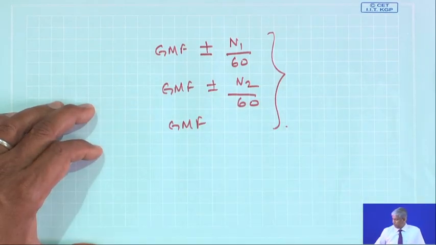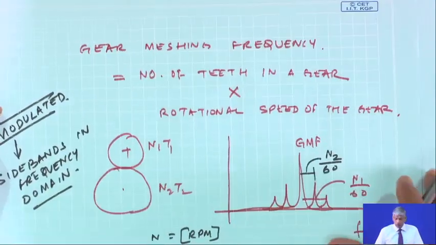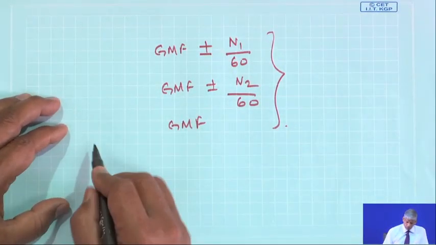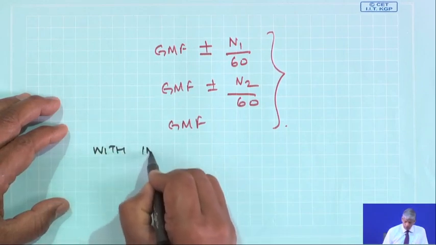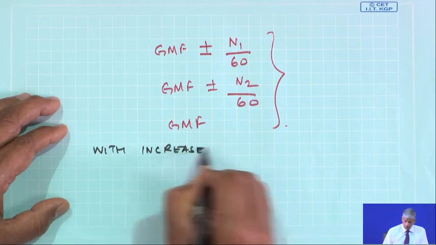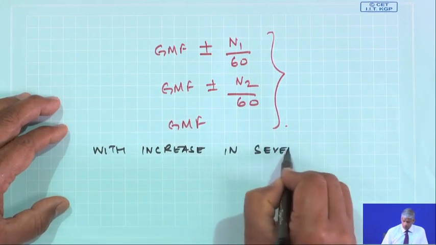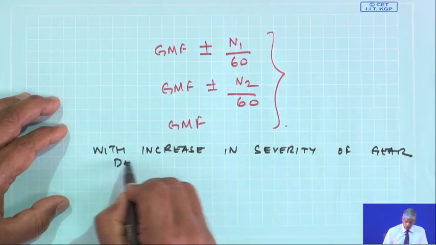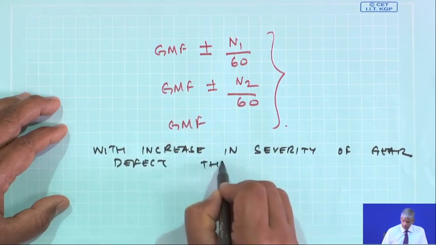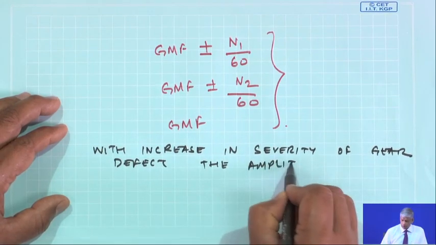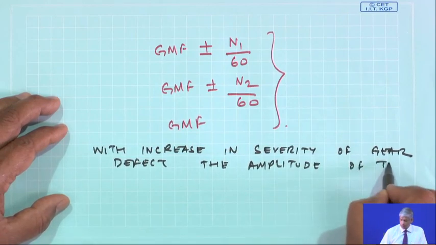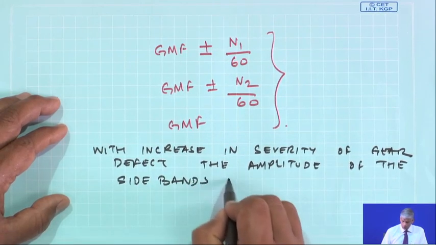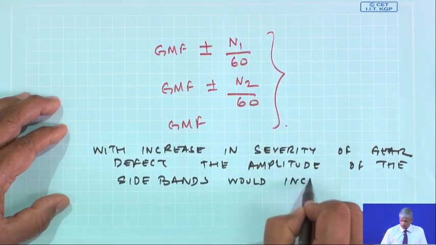Okay. So, what happens? The amplitudes with the increase in the severity of the defect, let me write this down: with increase in severity of gear defect, the amplitude of the side bands would increase.